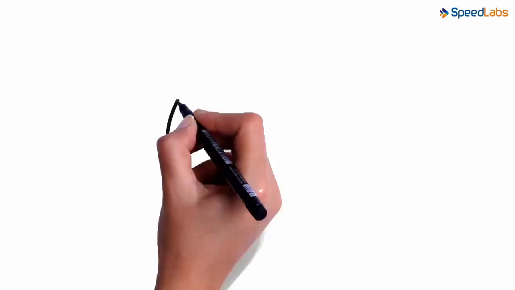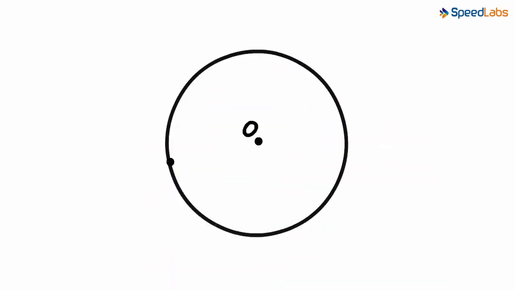Now let us draw a circle and mark a chord AB. This chord may or may not pass through the center. It's not important. What's important is the next property which we are going to look at.